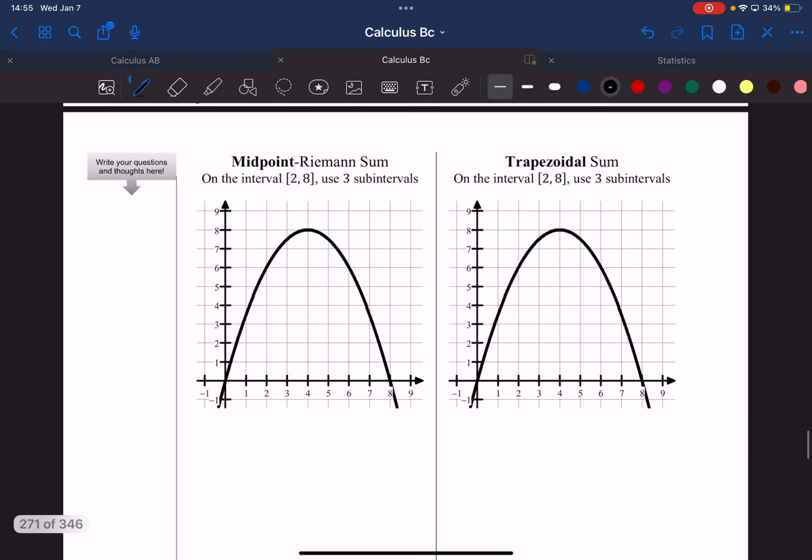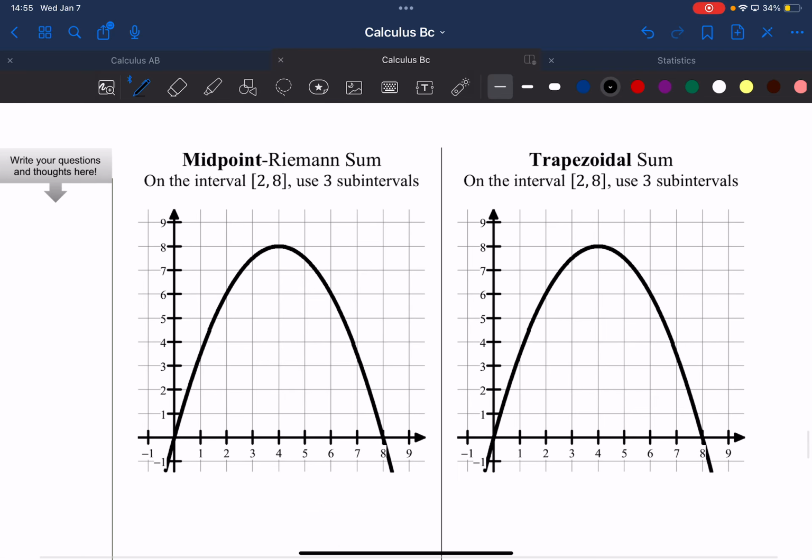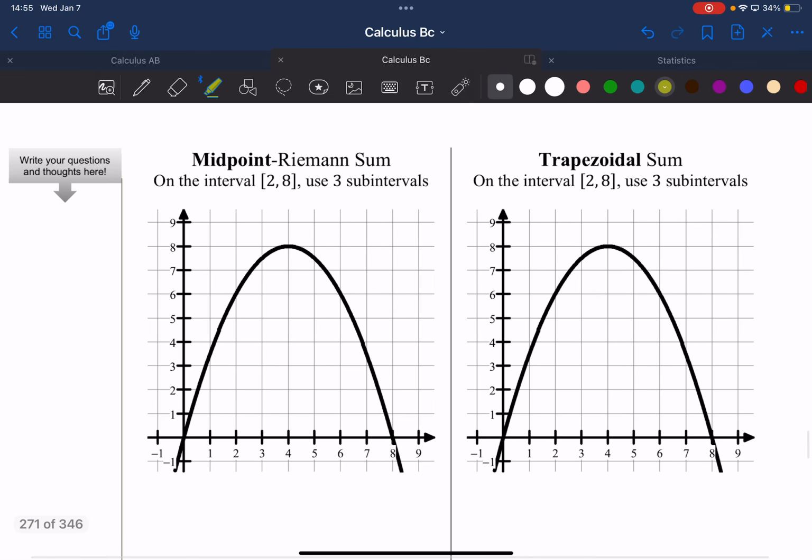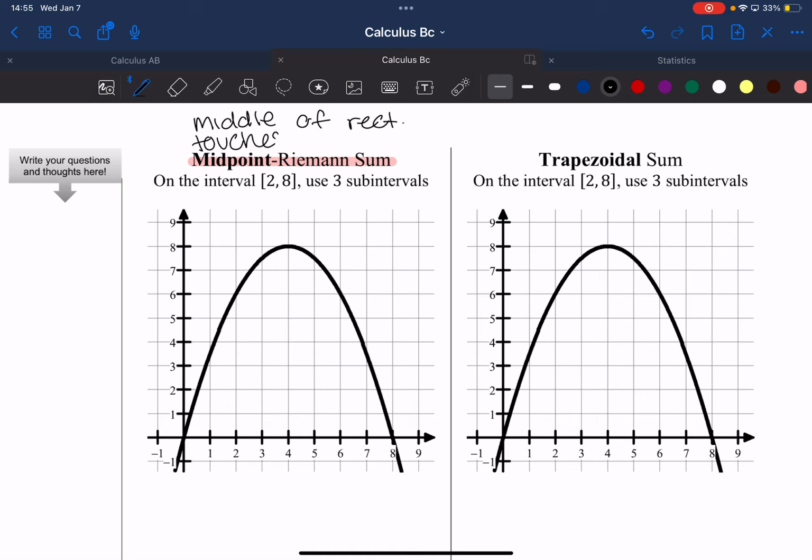Okay, so remember, we're still on the same example, so we're still using the same interval, the same 3 subintervals, and now we're just talking about 2 different types of sums. So we have the midpoint Riemann sum. Any guesses what that means? The middle is going to be touching the curve. So the middle of the rectangle touches the curve.